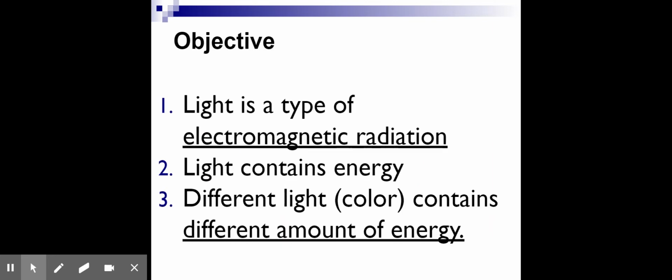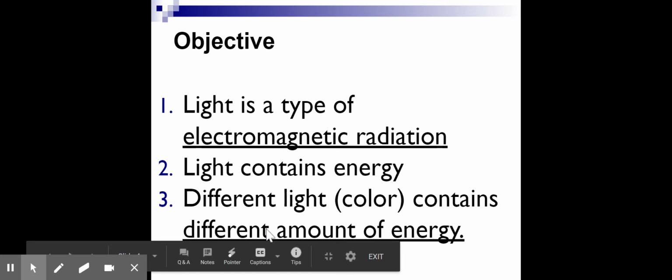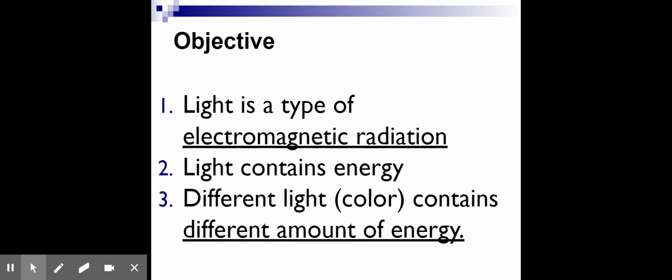So the purpose for today's lesson: light is a type of electromagnetic radiation, and that radiation contains energy. Different light, or different color to us, contains different amounts of energy. I need you to take notes and write this down, please, in your notebook. This is the main information we're going to try to explain.